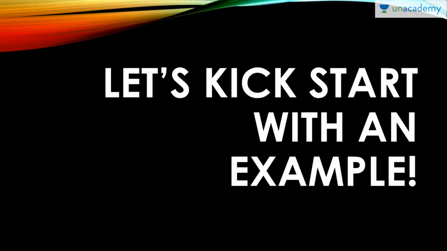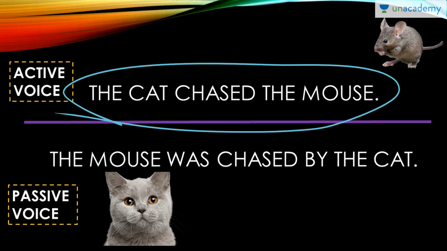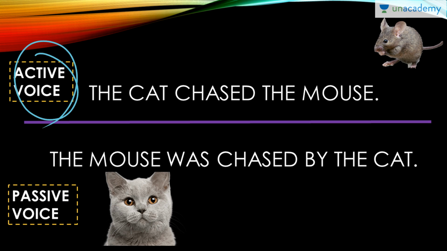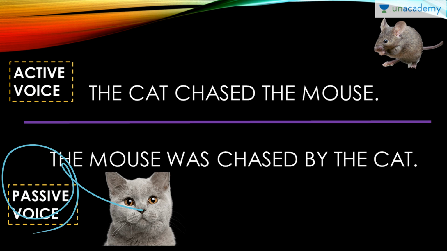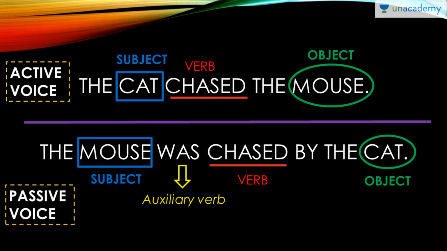Now let's just dive right in with an example. The cat chased the mouse. Sentence 1. Sentence 2, the mouse was chased by the cat. Now both of these literally mean the same thing. Then why active written next to this sentence and passive written next to this? Well, the answer to that you will know by the end of this module. But for now, let us find out the subject, verb and object in each of these sentences, shall we?